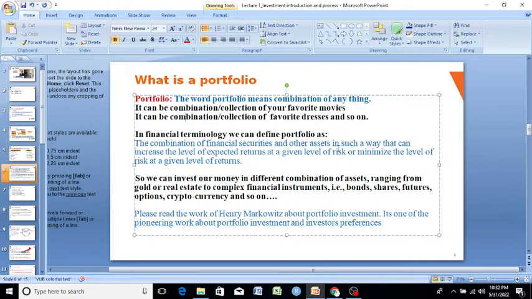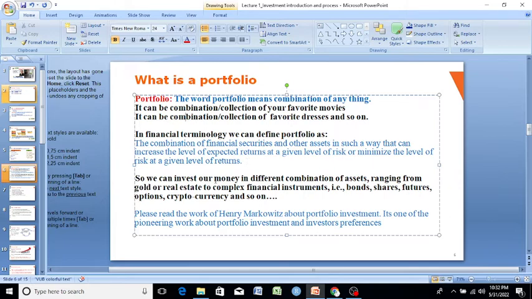In financial terminology, we define portfolio in a different way. In finance, a portfolio is the combination of financial securities or other assets in such a way that it can increase the level of expected returns at a given level of risk or minimize the level of risk at a given level of return. We will slowly understand the basic intuition behind this definition as this course proceeds.